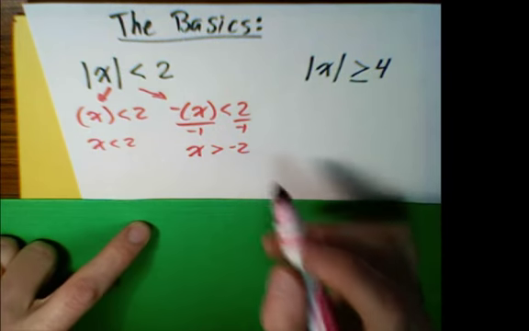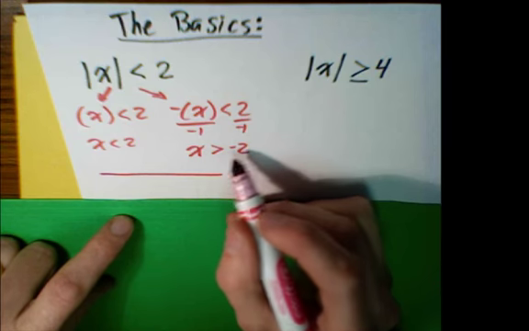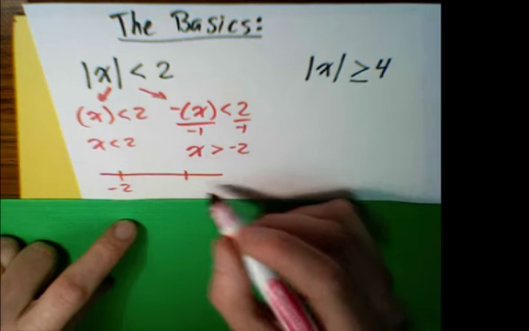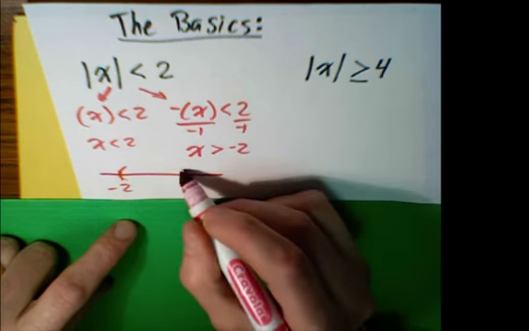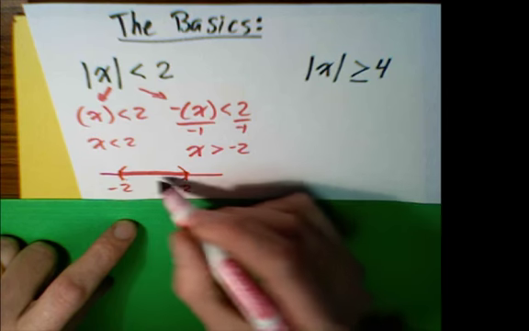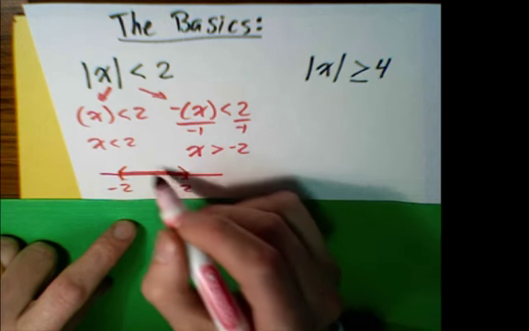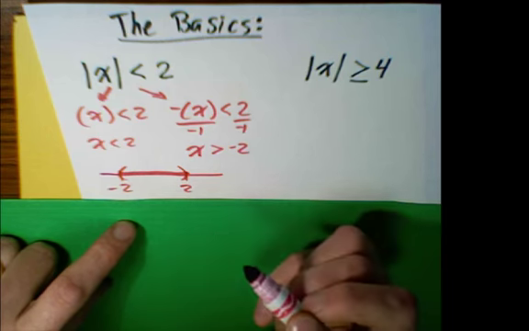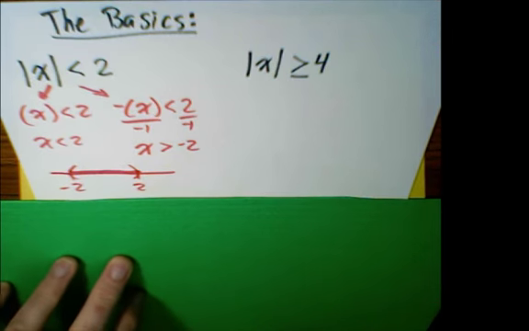Now, if you were to graph this, you would see that x is bigger than -2. Here's -2. Or x is less than 2. So we'd actually be bounded. We're less than +2, but bigger than -2. Here's an example of being bounded. Let's try this other one.